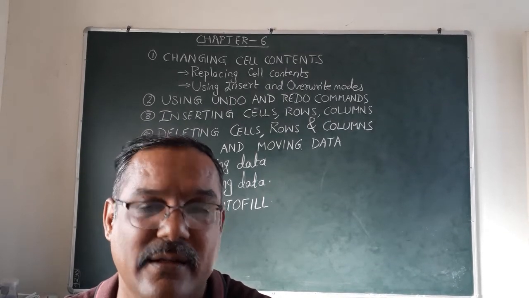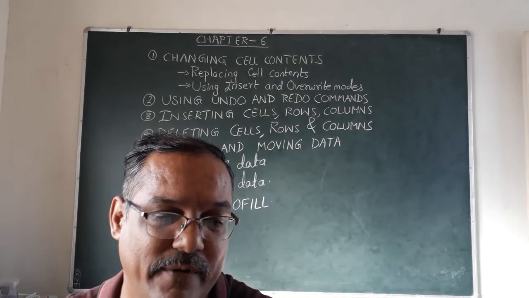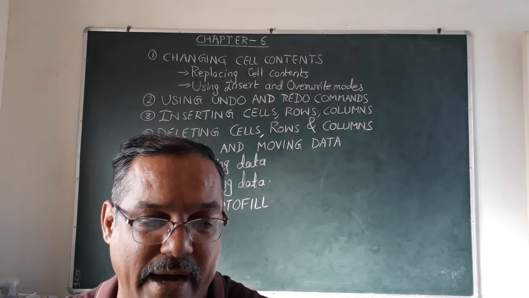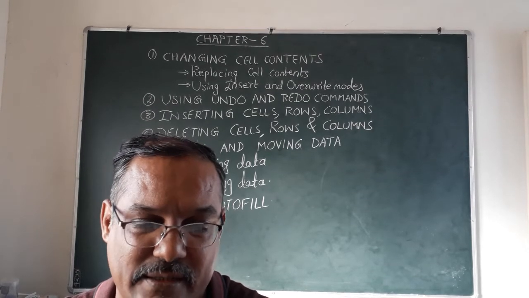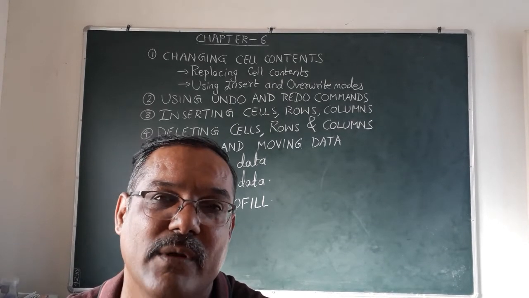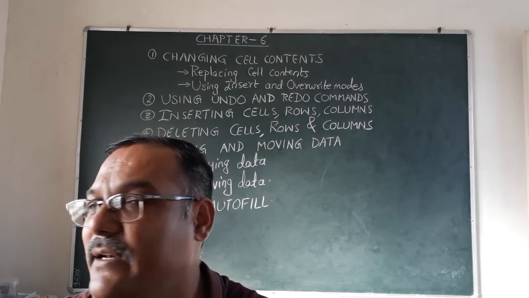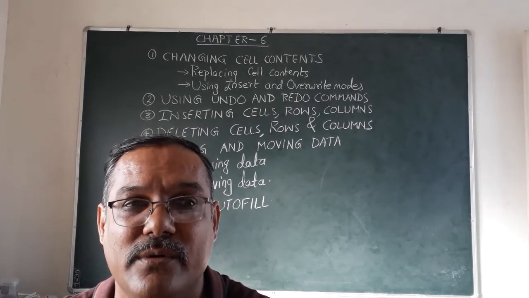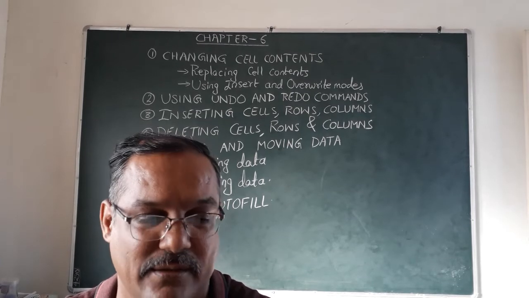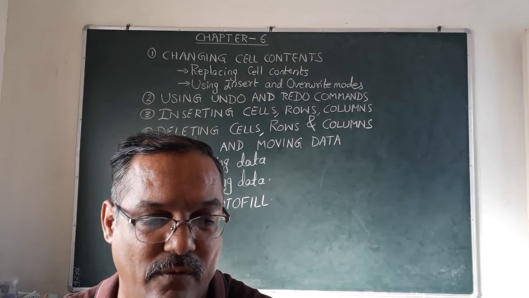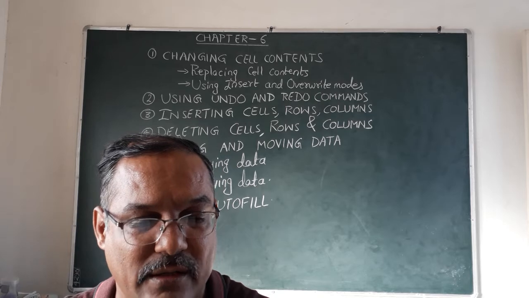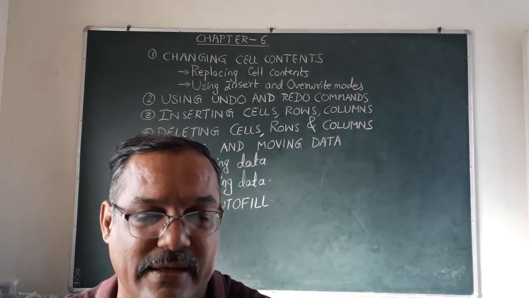Now the next thing is moving data. To move data, you have to follow these steps. Number one, select the data and click on the cut button on the standard toolbar. Moving data means you have to remove the data from the previous position and put it in another position. Since you have to remove it from the previous position, we use the cut button. Now move the mouse pointer to the desired location and click on the paste button on the standard toolbar.